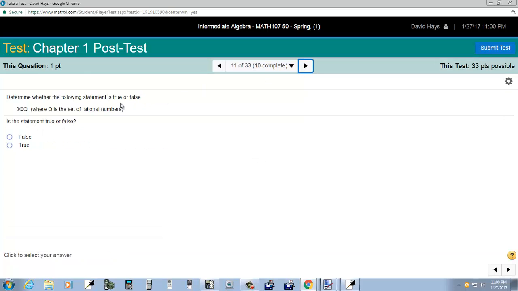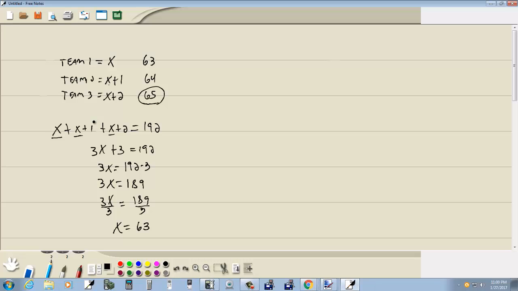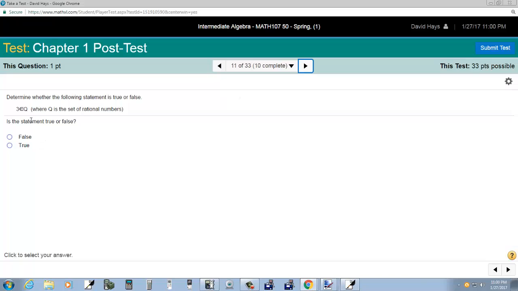Determine whether the following statement is true or false. 3 is an element of Q, where Q is a set of rational numbers. Now you might say, well, that's not a fraction, but remember, we can write it as 3 over 1. You can always create a fraction by writing it over 1. And a rational is when you can write it in fraction form with integers on top and bottom. So the statement, is this a set of the rational numbers? True.